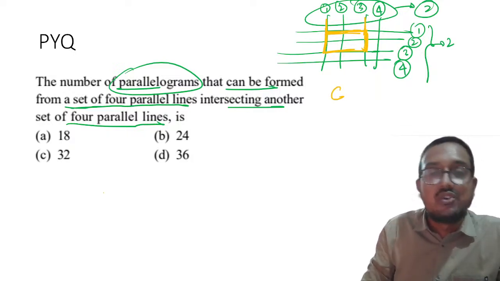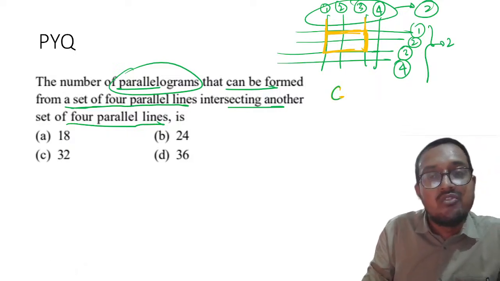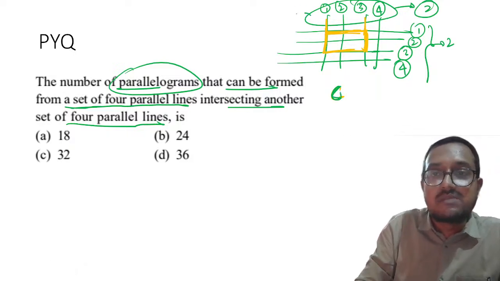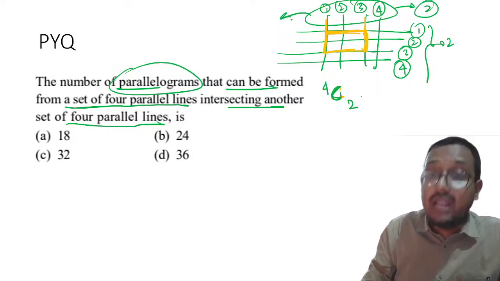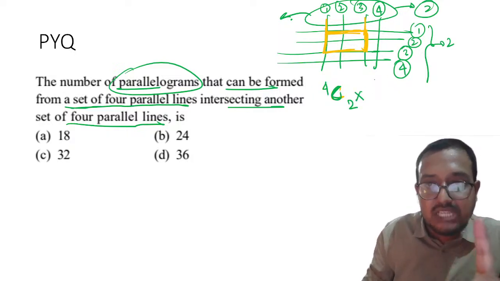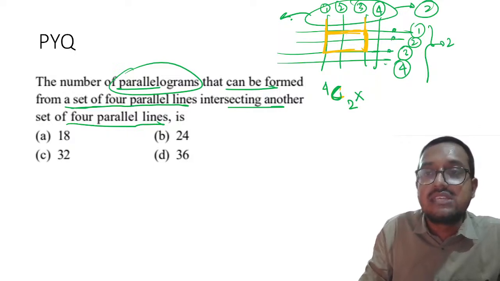So what will you do? You will put combination. Please remember what you will do. You will put combination for this part. For this part. So this will become 4C2 multiplied by. Please remember, here multiplication will be there because you are now trying to combine these things, right?